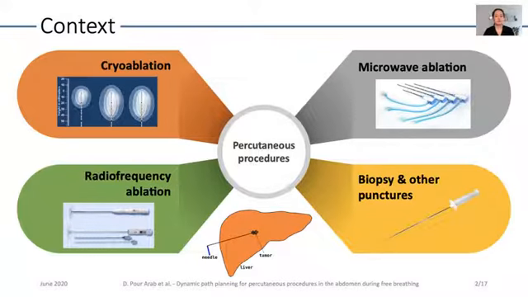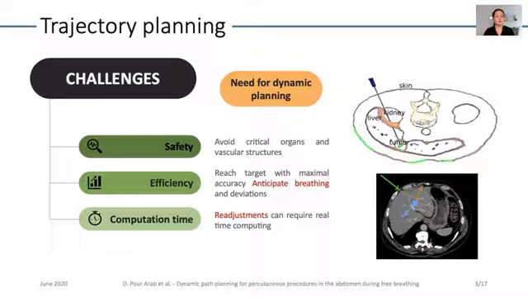In this work, we are focusing on image-guided percutaneous procedures, which includes all interventions involving the insertion of a needle. The main targeted applications are thermal ablations of tumors such as radiofrequency, microwave, or cryoablations that are increasingly used for the treatment of abdominal tumors. But the methods that we present here can also be extended to biopsies or various other types of punctures.